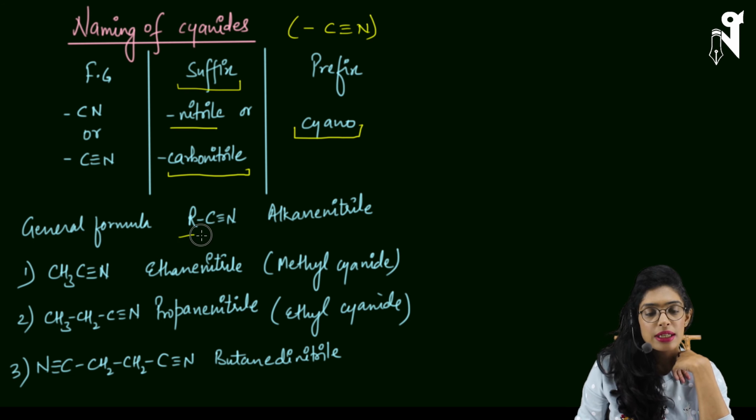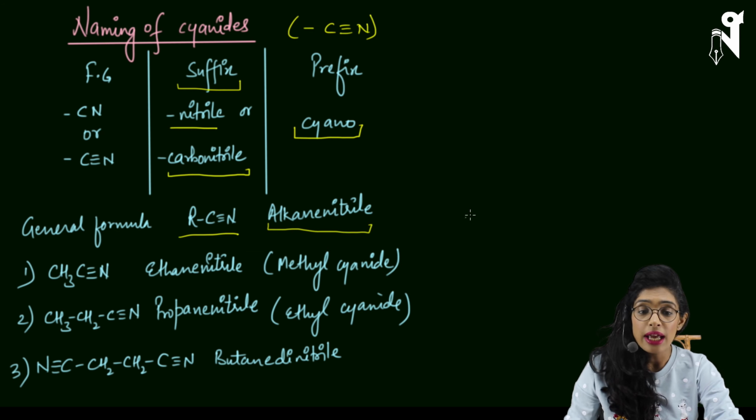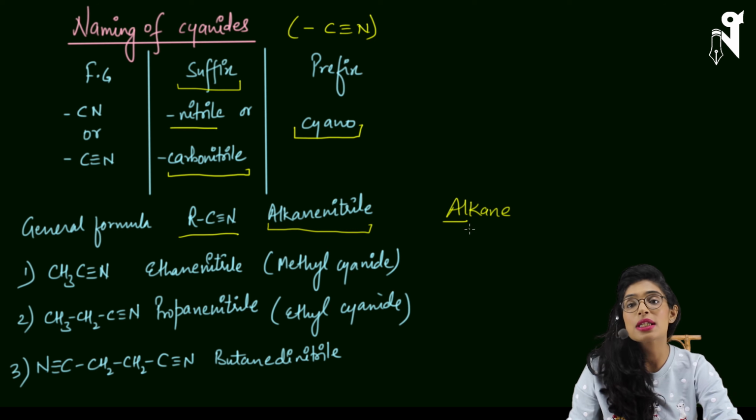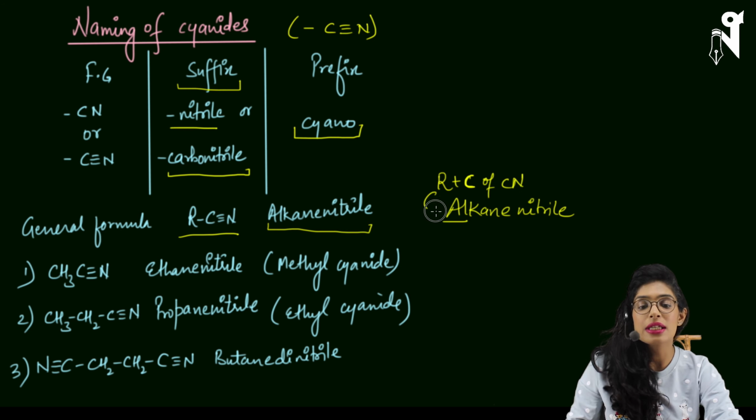The general formula is RCN. When we are writing the name, we are basically writing it as alkane nitrile. The count of all the carbons present in the carbon chain will represent the alkane, and nitrile represents the group. So when I say I am writing alkane, I am actually counting the carbons of R plus cyanide's carbon. R plus C of cyanide will give you the count of carbons for alkane, and then comes your nitrile. No space in between.